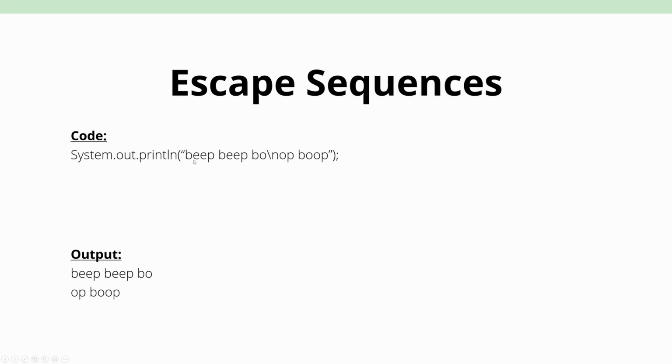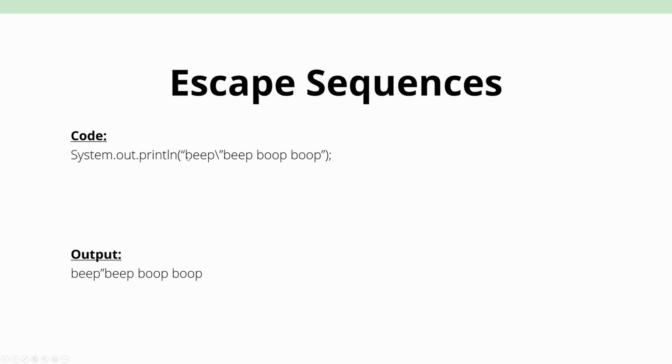Okay, another one. We have beep space bo. Oh, I encounter a backslash. So then I see the backslash. I look to the right. It's an N. So backslash N is a new line. So that's why it prints out bo and it goes to a new line. And it finishes printing out the string oop boop.